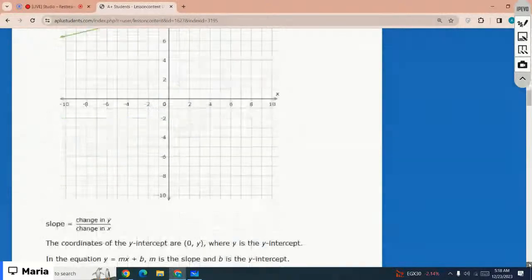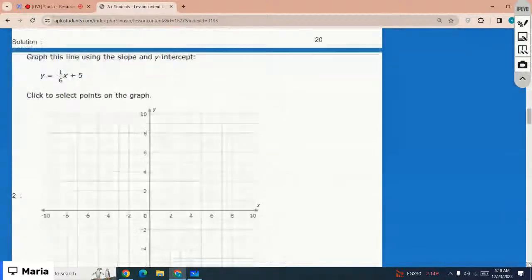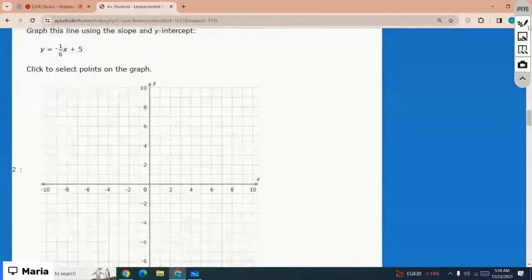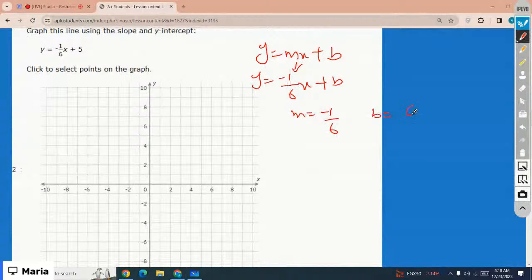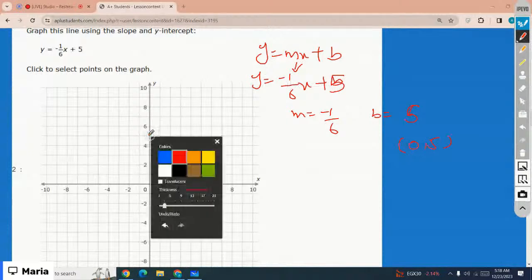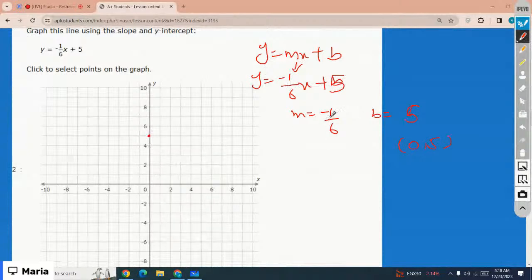Okay, the next example is graph the line using the slope and the y-intercept. Now just equate this equation with the slope-intercept form, that is y equals mx plus b. So y equals negative 1 over 6 x plus b. M is negative 1 over 6, that is the slope, and b is the y-intercept, that is 5, right? So b is 5, that means it is 0 and 5. So here is the point 0 and 5, right? Then you have the slope negative 1 over 6, right?